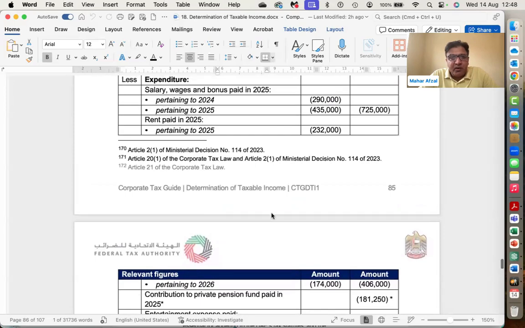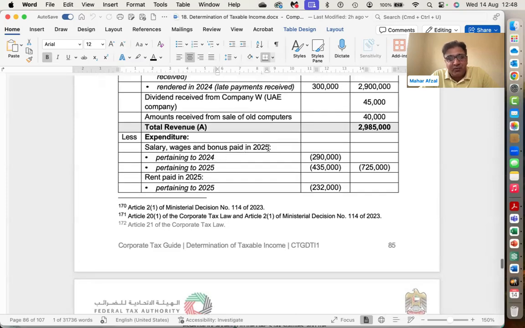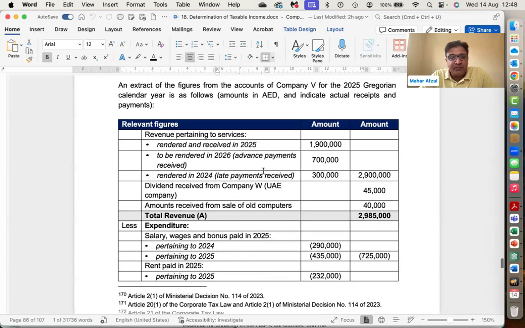Rent pertaining to 25-26 is allowed on a payment basis, because it has been paid now. Salary, wages and bonus paid in 2025, even if pertaining to 24, it doesn't matter. Whenever it is paid, it is allowed. Paid in 25, this is allowed in 25. This is fine. Amount received from the sale of old computer is fine as well, received now.